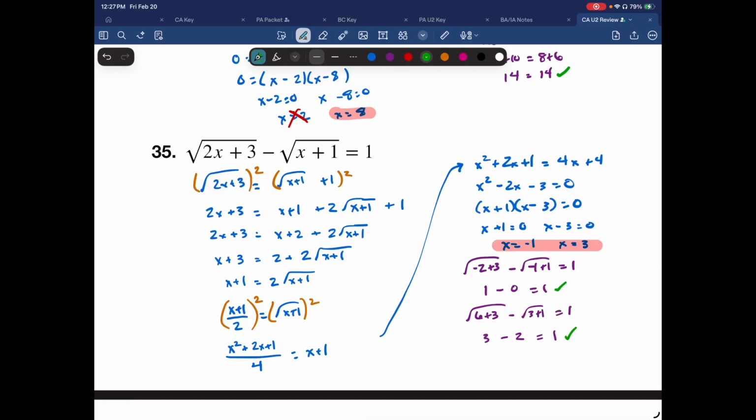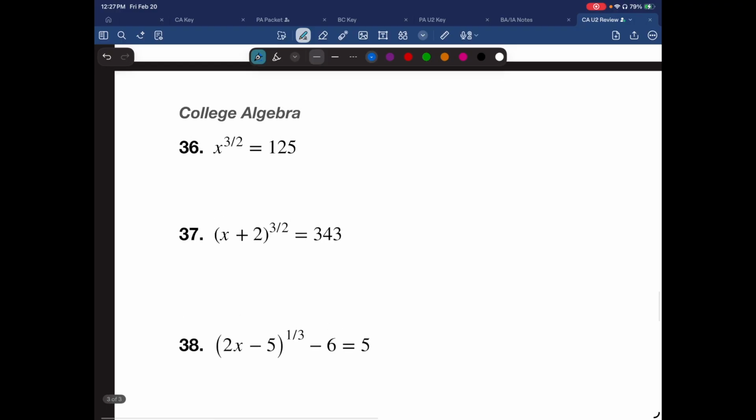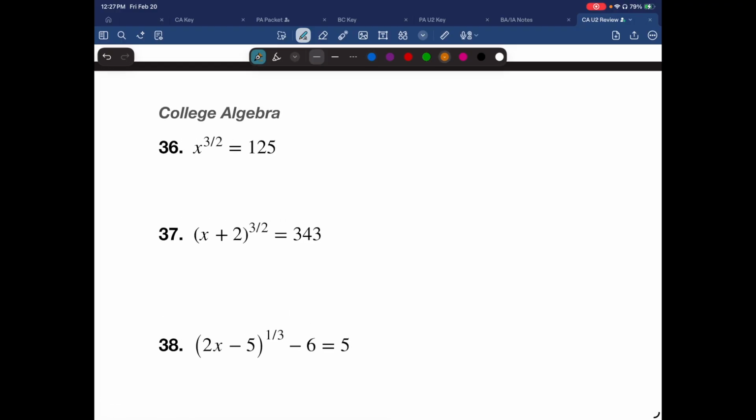All right, 36. Now, when you raise the power to the power you multiply, you can multiply them by their reciprocal, so 2/3. So this is going to be x equals, and remember that the radicals can be written as fractional exponents, so this is the same thing as the cube root of 125, all squared. Now, the cube root of 125 is 5, and 5 squared is 25. So there's that.